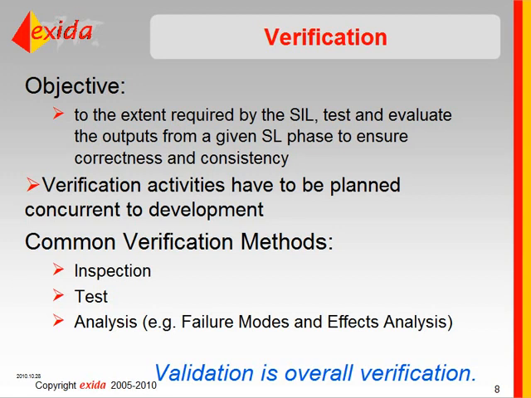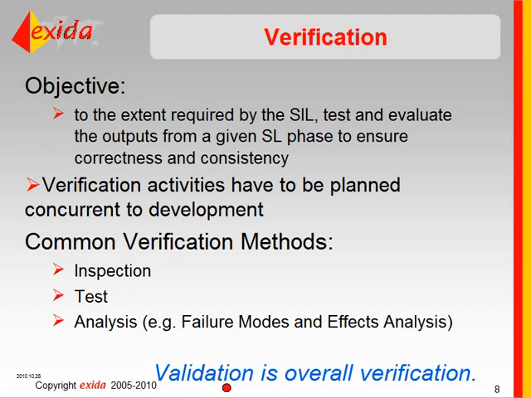And these verification activities have to be planned concurrent to development. So while you're planning the development, you also need to plan what verification steps you're going to do along the way. Common verification steps are inspection, which is essentially a formal review of a document. Test: you actually can test parts of the system along the way, parts of the product, to do verification before the entire product is available. And analysis, such as a failure modes and effects analysis, for example, where you analyze what the failure modes of the product are and try to minimize that.